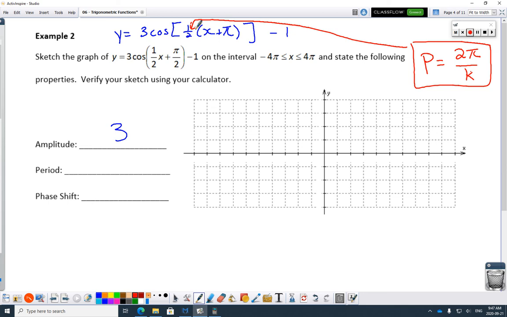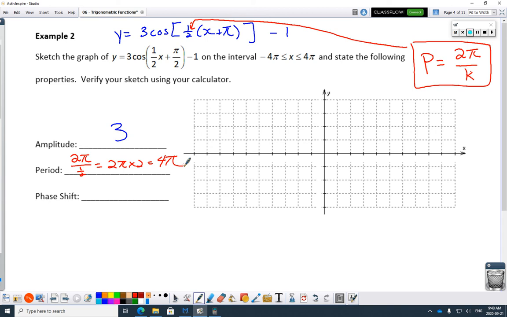You don't need this formula. A 1/2 inside means a horizontal stretch factor 2, which means 2 pi becomes 4 pi. So you can think that way. This is just a handy, convenient formula to do all that work for you. So I've got to go 2 pi divided by 1/2, which is like 2 pi times 2. The period here is 4 pi. If you're not sure how to use the period, don't worry. I'm going to explain how to use the period.